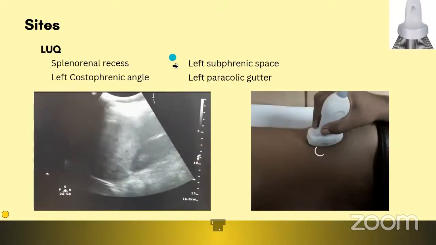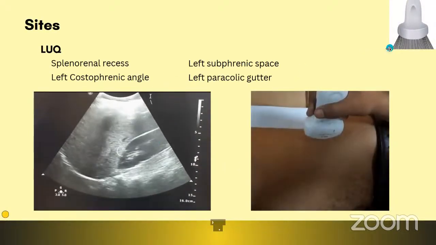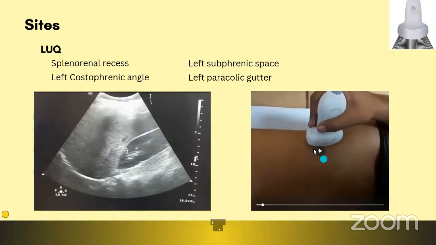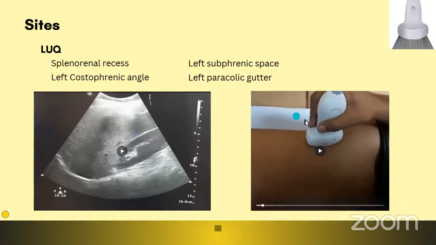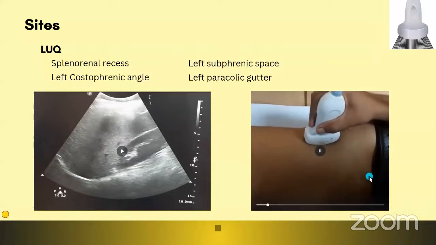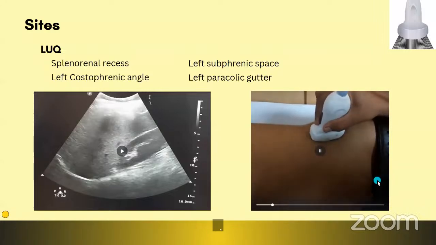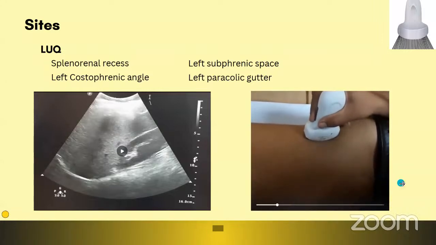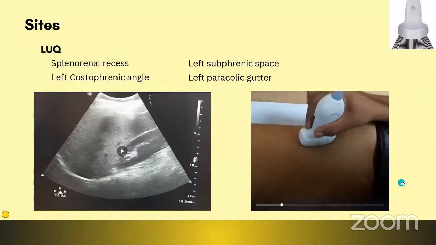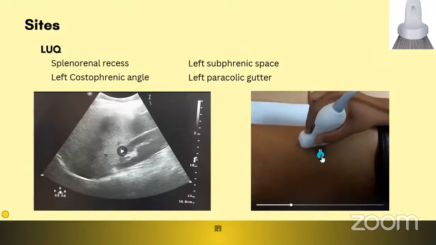The next is the left upper quadrant. So again, we'll be using the curvilinear probe. This is the probe orientation marker, the dark line. This probe orientation marker differs with different machines and different brands. So you can see the probe movement. Now I'm sliding it till I see the spleen as well as the left kidney in the same plane. So this is where I'm able to appreciate it.